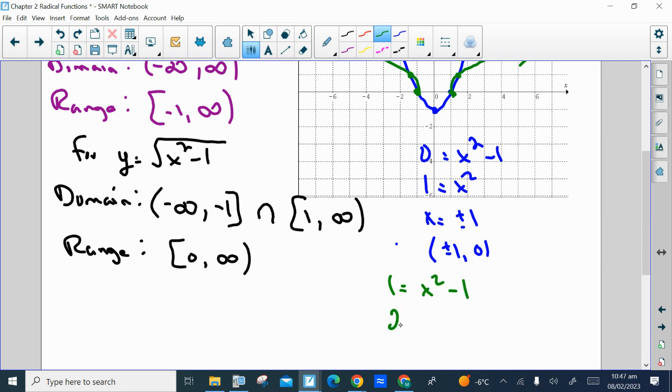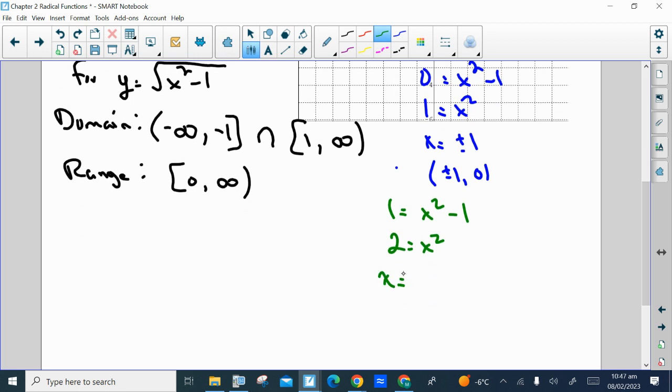So here, if you add the 1 to both sides and take the square root, you'll get x equals plus and minus root 2. It's always best to use exact values. I mean, that is approximately 1.4, but it's always best to use exact values. So this was where y equaled 1.